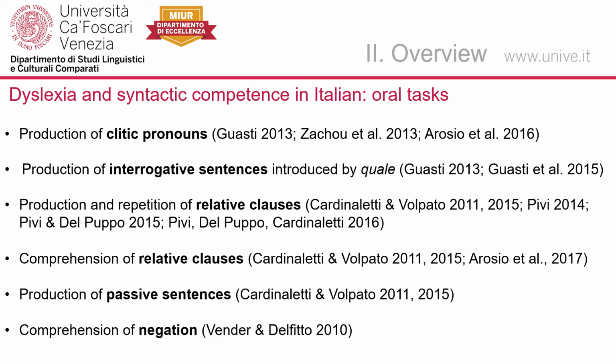Through the administration of oral comprehension and production tasks, recent studies have investigated the syntactic competence of Italian children and students with a diagnosis of dyslexia in mastering clitic pronouns, WH questions, passive and relative clauses. Results suggest that Italian individuals with DD encounter difficulties with structures which share one property. They are all derived by syntactic movement. It is possible that syntactic movement makes these constructions harder to be parsed by subjects with DD.